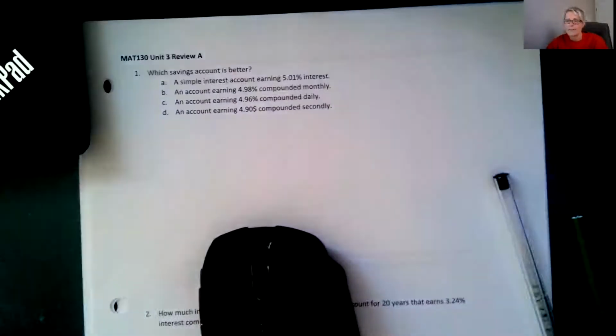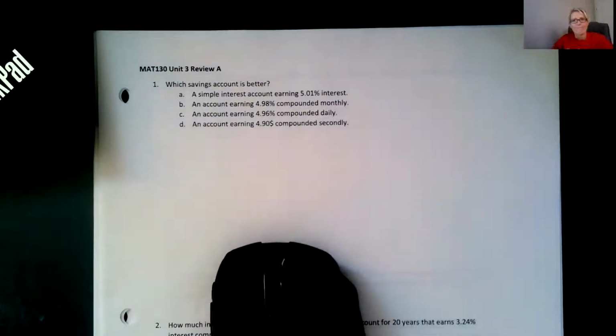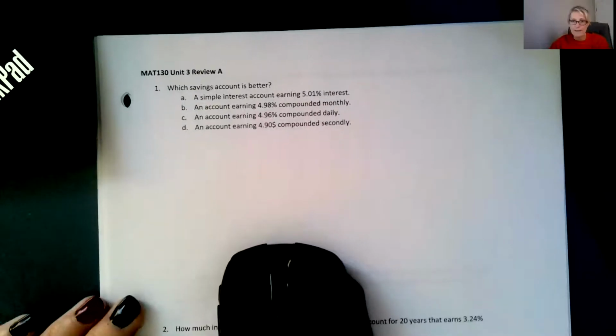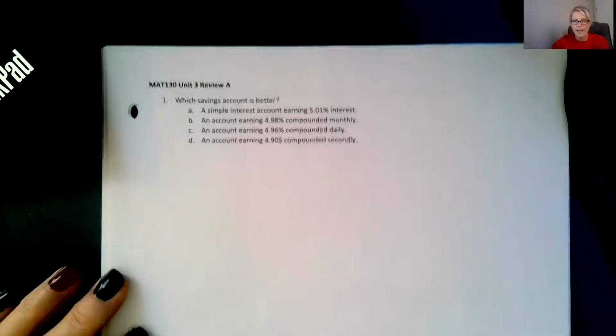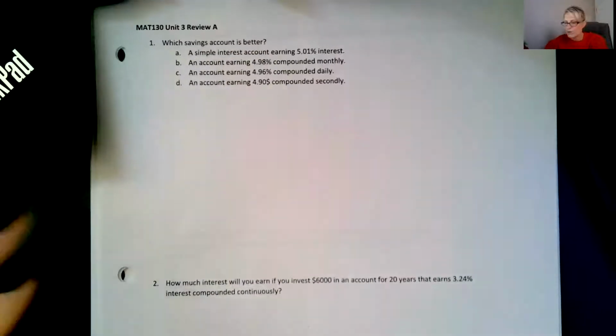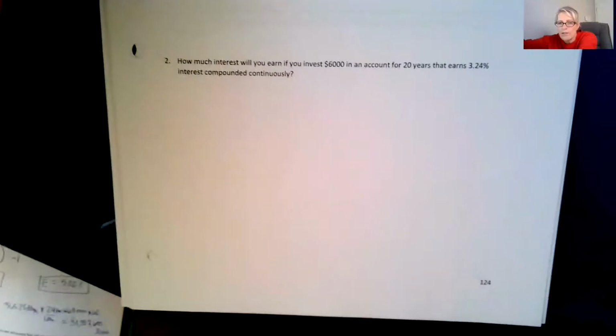Hello, today we're going to be working on the Unit 3 review so that we can prepare for that final exam. The final exam is probably 95% over Units 3 and 4. So there might be a few things that carry over, but today I'm going to work on the Unit 3 review A. It should be on page 124, I believe, in your workbook.